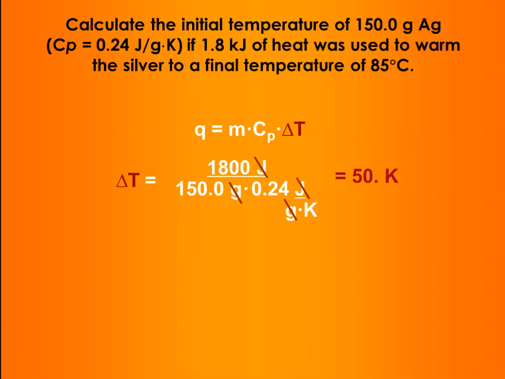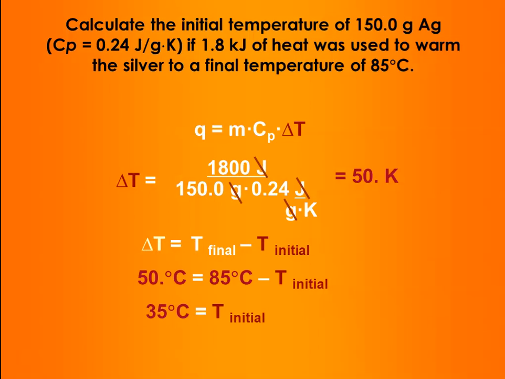Since the net temperature change is 50 Kelvin, the net temperature change in Celsius would also be 50 degrees Celsius. And I know what my final temperature was. I know that it was 85. And delta T is just final minus initial. So since 50 Kelvin, that change, is the same as 50 degrees Celsius, and my final temperature is 85, I can use those two quantities to solve for my initial temperature, which would have been 35 degrees Celsius.